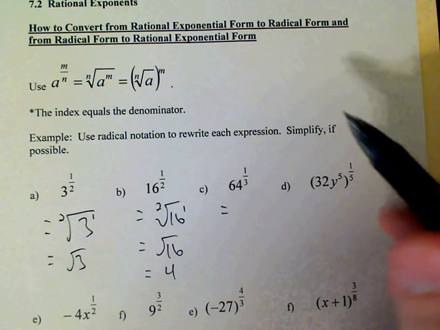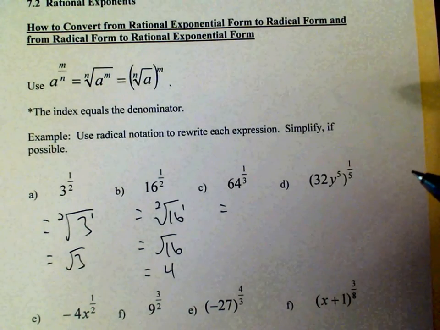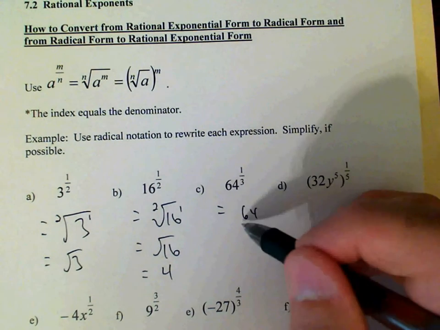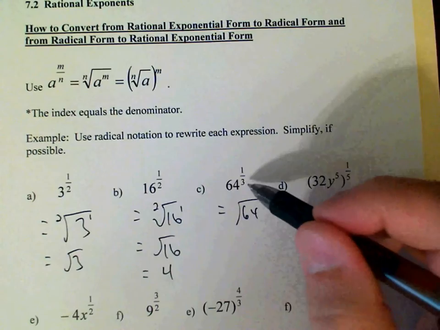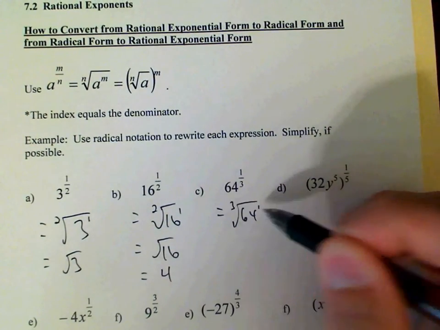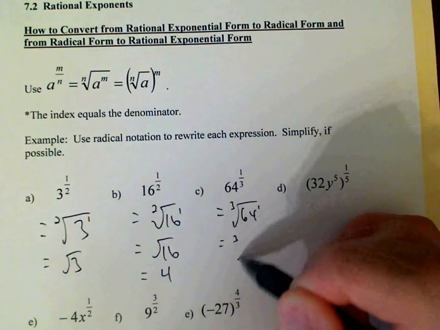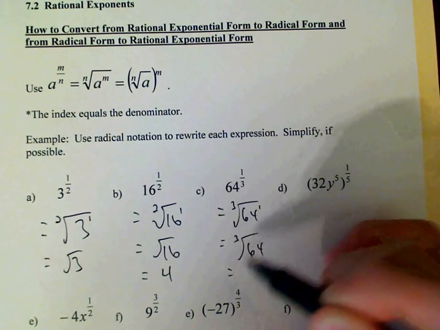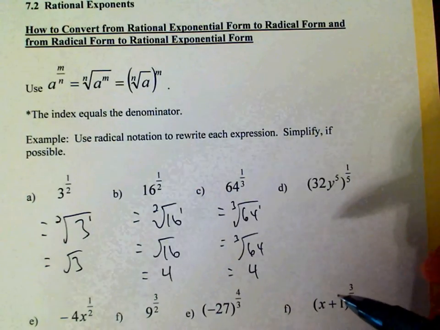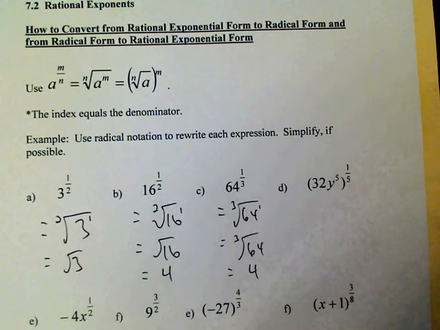Now on this one, what we're going to do is write the 64 down, and then convert that. But notice the 3 is the denominator this time, so we put 3 on the outside, put the 1 on the inside. So this is the same as the cube root of 64, which if you type in your calculator or just think about it, is going to be 4. Because 4 times 4 is 16, 16 times 4 is 64.